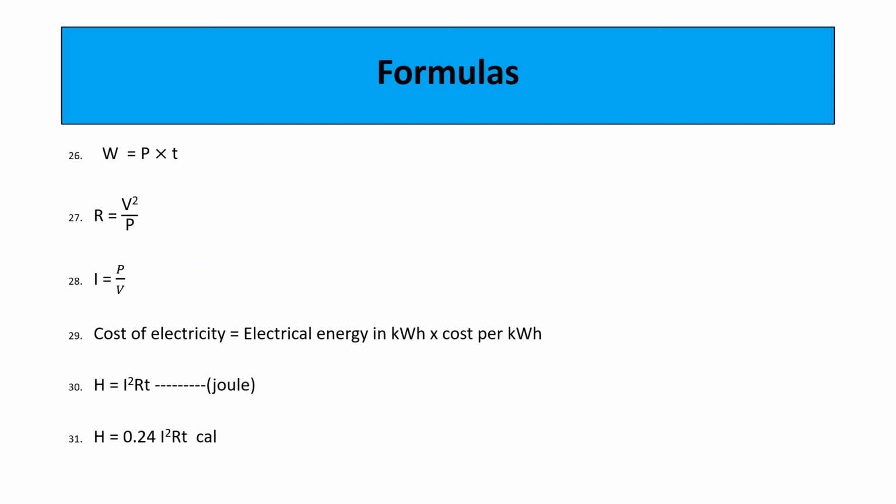While doing numericals, please remember when you find the cost of electricity, cost of electricity is equal to electrical energy in kilowatt hour into cost per kilowatt hour. In Joule's law of heating, we learned the expression H is equal to I squared RT. That is in Joule, and if it is in calories, it is 0.24 I squared RT.